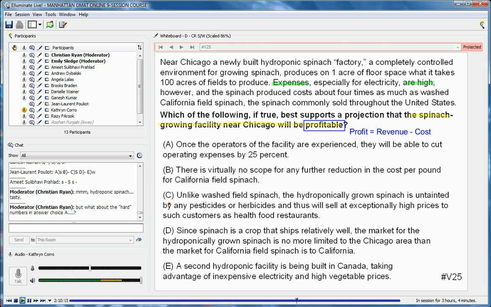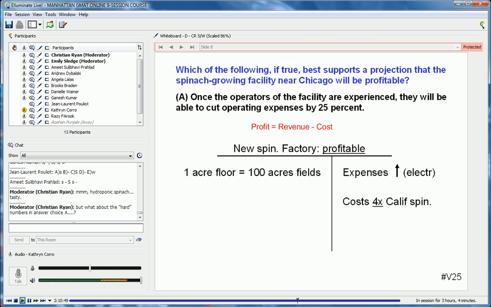Well, on A, it does address that once the operators of the facility are experienced, then the expenses will go down by 25%. The challenge is that since the question asked about profitability, it still states that relative to the washed spinach that is more typically produced, it's still 4 times as much, so you don't get to a point where you're competitive necessarily. Whereas C, okay. Should I get off the mic here?